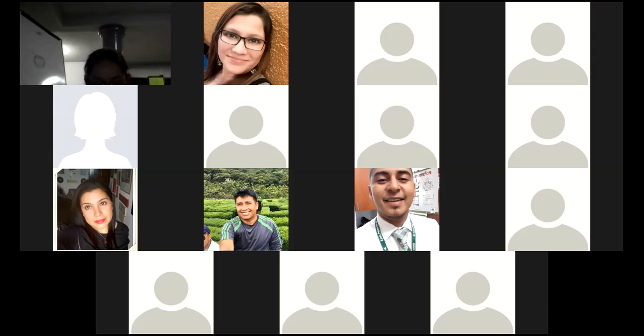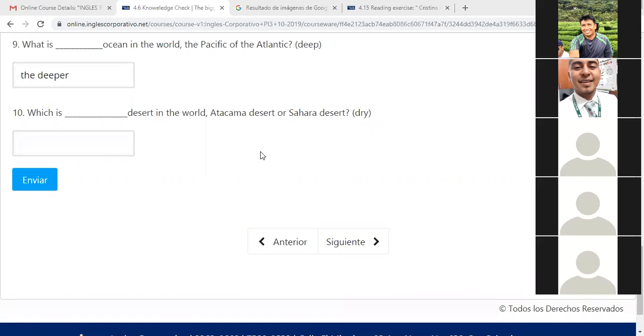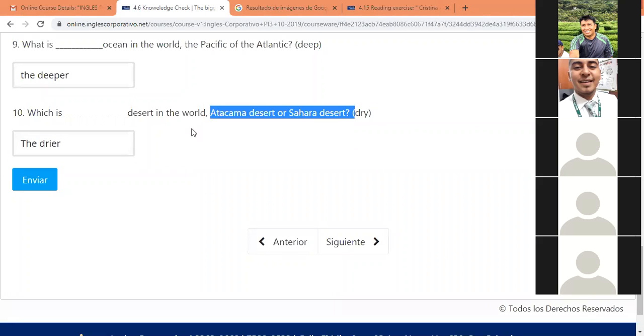So going back to the exercise. Which is dry? More dry? Drier. The dryer. We have only two. We're comparing two. You're comparing all the deserts in the world. Yeah, but we have only two. What you're doing is comparing only two. So you cannot. The driest is the curve.